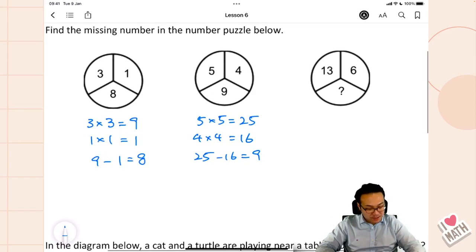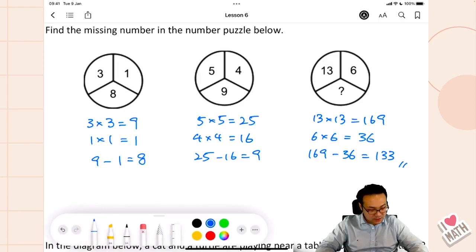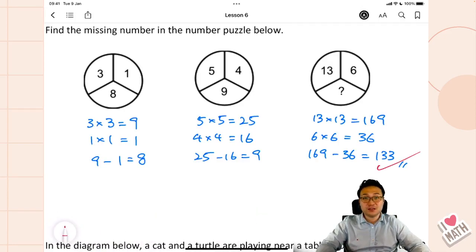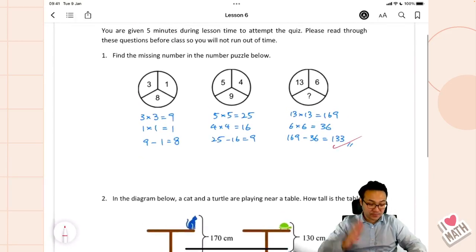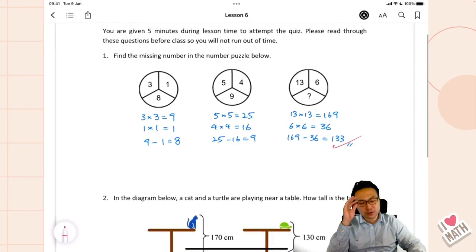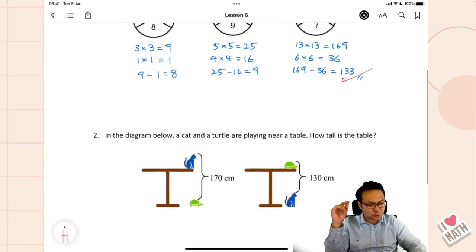We apply the same pattern to the last circle. 13 times 13, 6 times 6. Then you minus them, which will give you 133. Those of you who got it, very good. That means you have very strong pattern spotting skills, okay? All right, students. Now, as I already said, go and do the online practice. You will have more exposure to all these questions. You'll improve yourself the more practice you do.